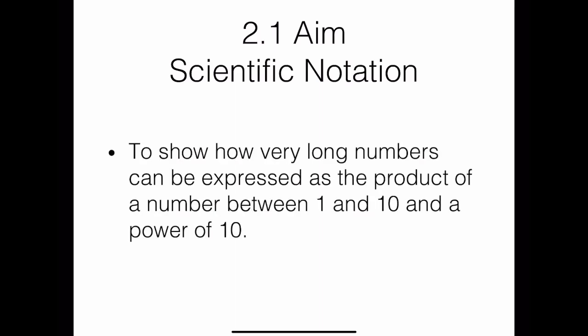The first section we're going to look at is section 2.1, and 2.1 covers scientific notation. Our aim for this section is to show how very long numbers can be expressed as the product of a number between 1 and 10 and a power of 10. So this really looks at three different parts of this definition and what it looks like to have a number written in scientific notation. I'm sure we've seen all of this before, but when you're taking a number and putting it into scientific notation, it's very important to observe the three different parts that we're going to talk about.